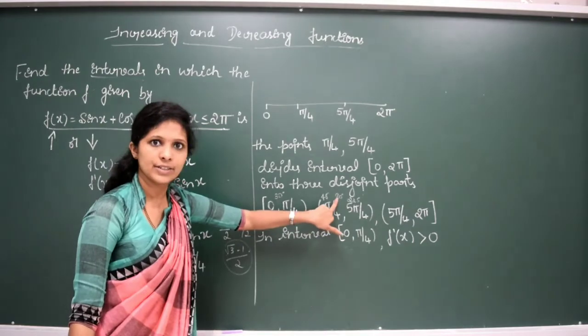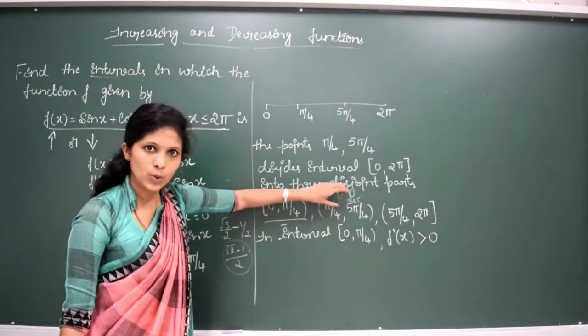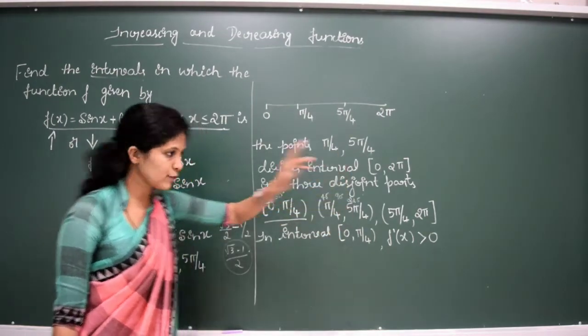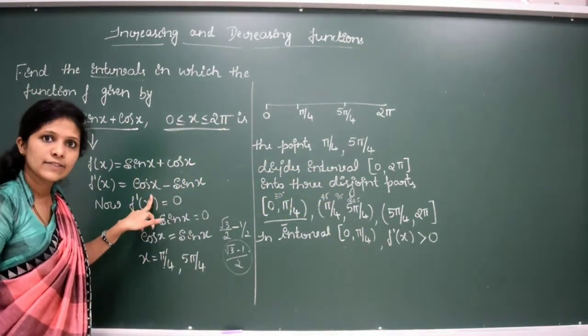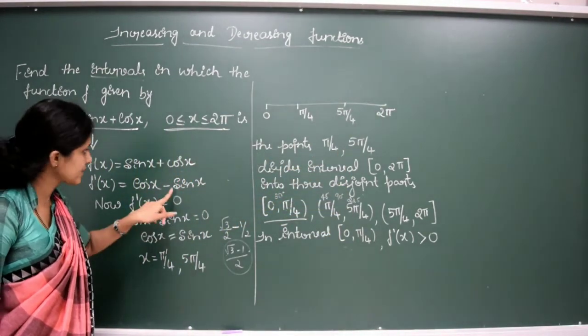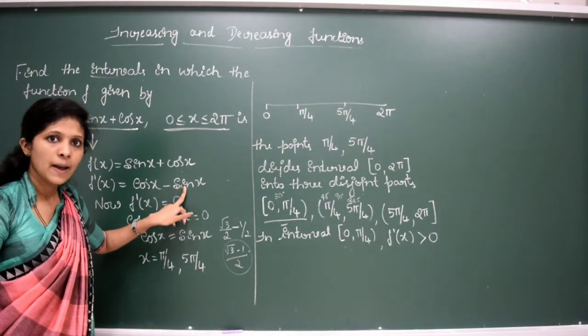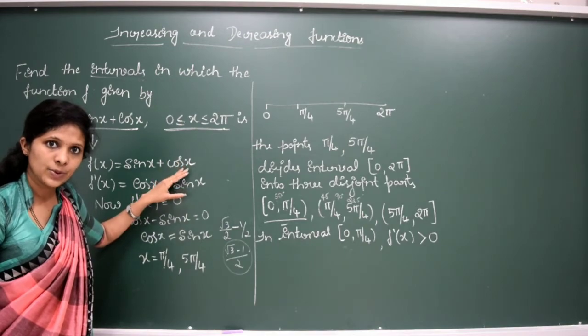We will check with the 90 degrees. Is it clear? We will check with the known values. Any values you can consider. Here we will consider 90 degrees. If I substitute 90, cos 90 will be 0, right? Minus sin 90 will be 1. 0 minus 1 will be minus 1. It will be negative. Is it clear?